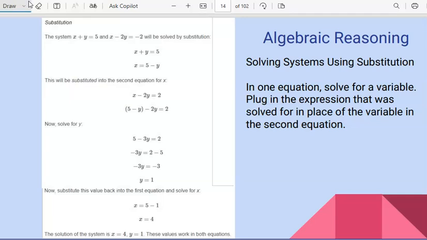This will be substituted into the second equation for x. So instead of this x, we put this entire thing in there instead. 5 minus y minus 2y is negative 2. Now we're going to solve for the y.